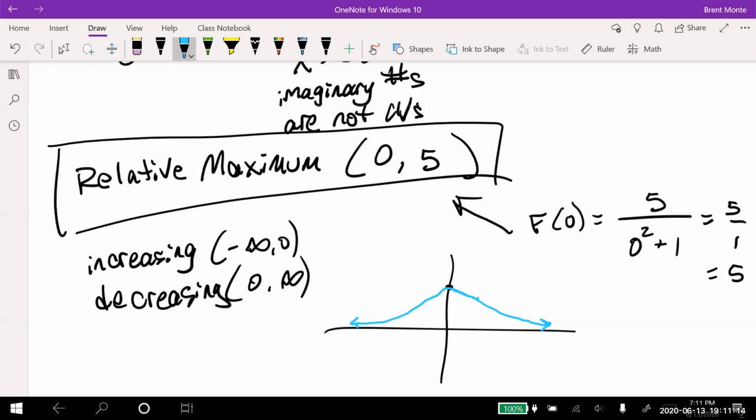And notice it's 5 over something squared, or x squared plus 1. The x squared plus 1 on the bottom is always positive. The top clearly is 5. It's always positive. So this graph can never be negative. So that's what the graph looks like. Notice it's increasing over here, from -infinity to 0, decreasing from 0 to infinity.